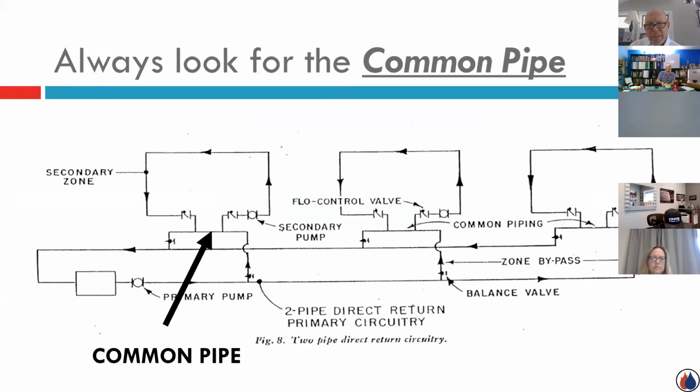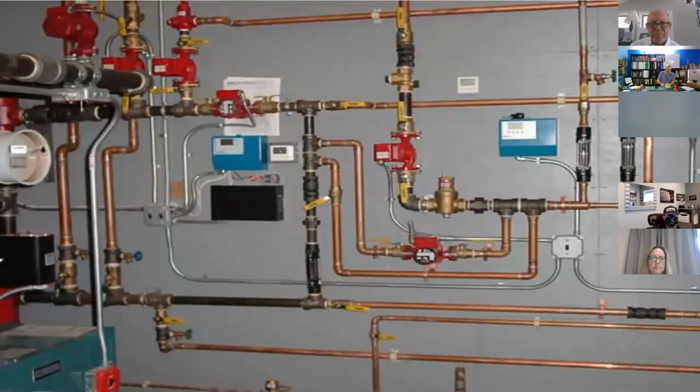So in this example here, we have 3 zones. We have 3 secondary circuits, and we have 3 common pipes, common to both the primary and the secondary circuits. That is a properly piped and designed system.